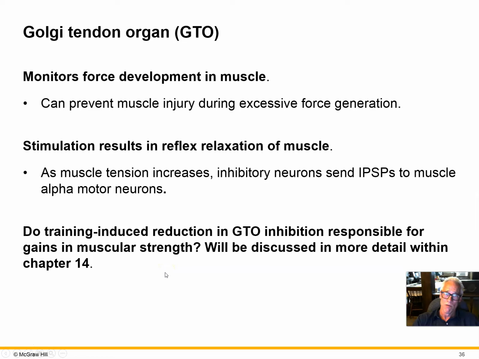Golgi tendon organs are found in the tendons attached to the muscle, and they detect increasing tension. As the tendon slightly stretches and kind of tightens up during muscle contraction, the sensory neurons that are woven into a Golgi tendon organ start to fire, and they cause reflex inhibition, reflex relaxation of the muscle. So as the muscle contracts, force development occurs. The Golgi tendon organ starts to report and causes reflex relaxation. It's like a safety factor, a limiter of muscle tension.